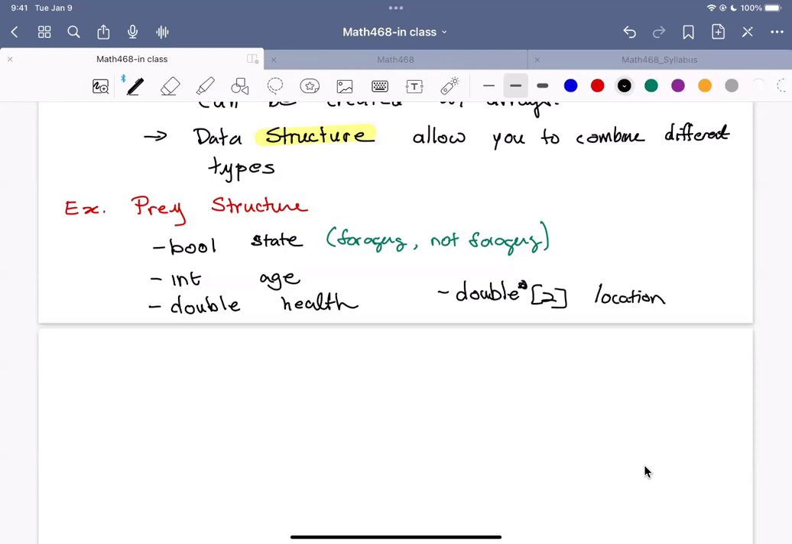But sometimes it would be really helpful to combine those data types with functions that can use those data types. So we kind of want to put a bunch of variables and a bunch of functions in one bucket that we can then pass around. And what this is called is a class. So a class is a structure plus some functions.